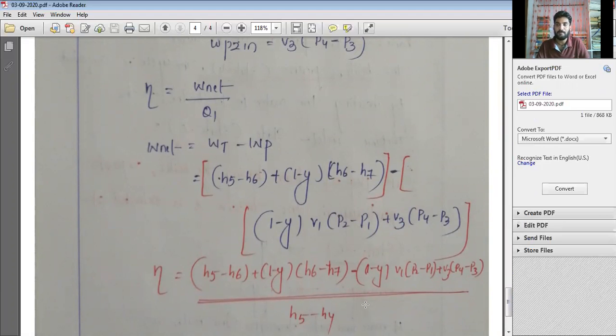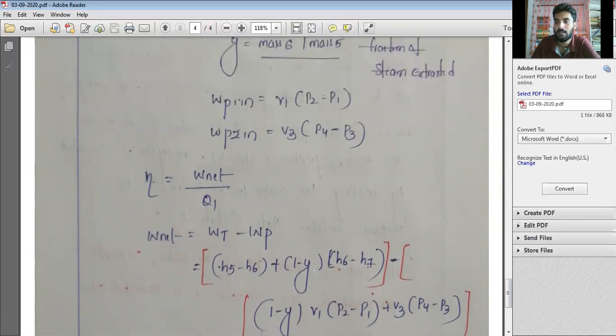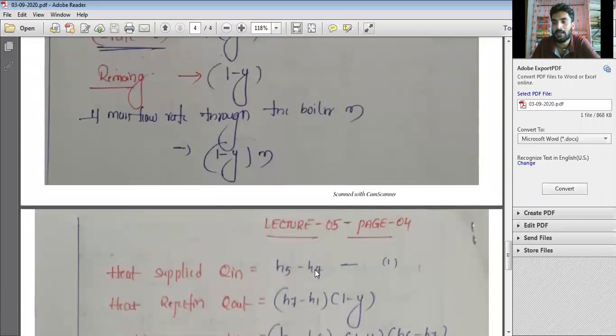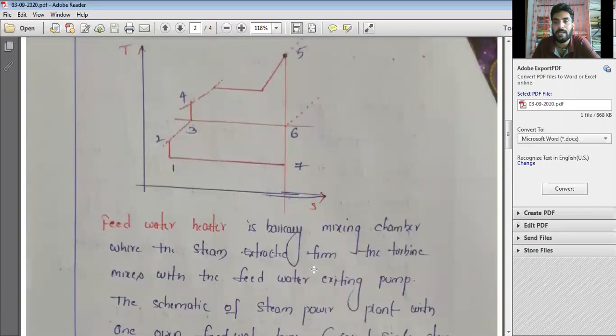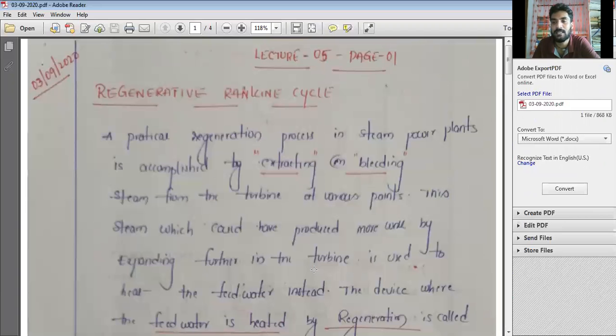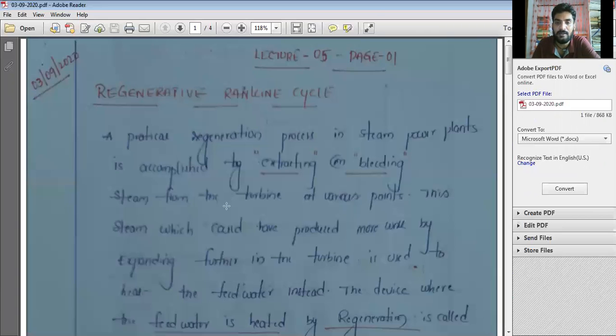I can stop here in today's lecture. Tomorrow we will do worked examples of the Rankine cycle, the reheating Rankine cycle and the regenerative Rankine cycle. Okay, thank you.